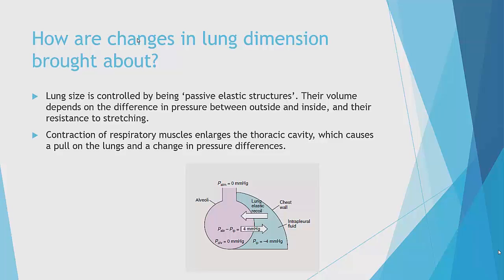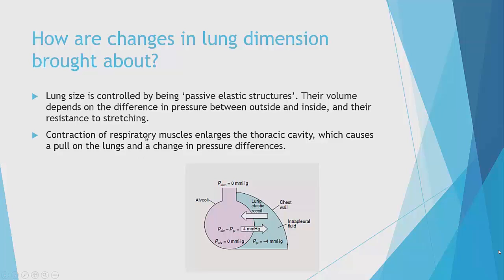The volume of the lungs actually depends on the pressure difference between the outside and inside, and also their resistance to stretching. As you can see here, this lung elastic recoil, as it's called, is the force pulling the lung back in, while there are also forces, the pressure differences here, which are pulling the lungs out.